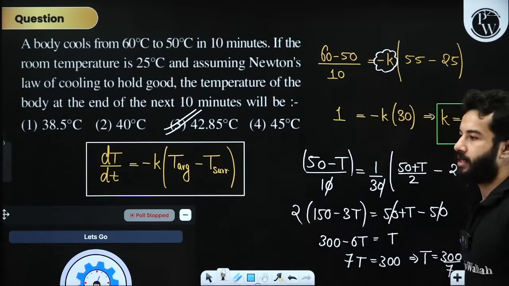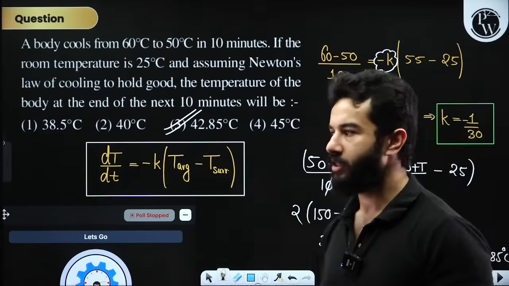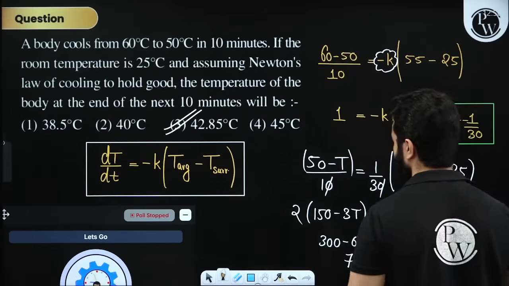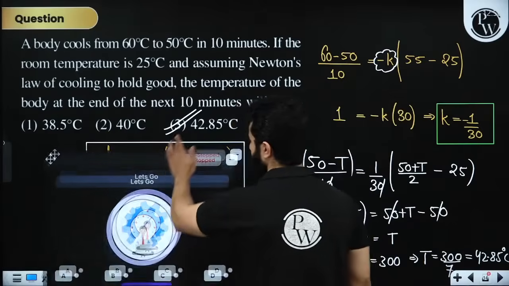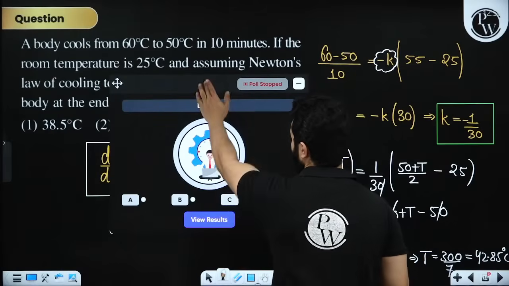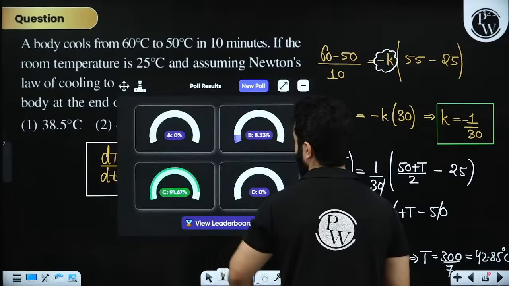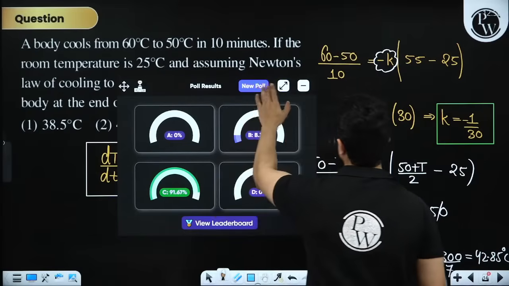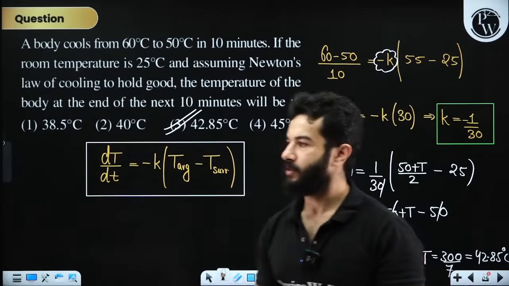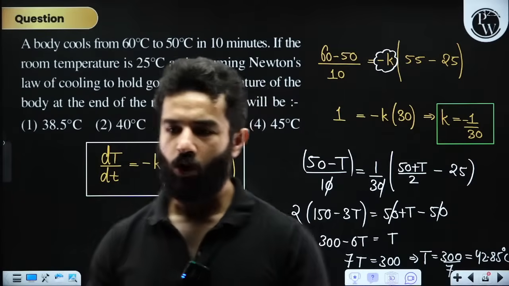42.85 is going to be the correct answer. Any doubt, my dear friends? Quickly let me know in the chat box. Clear? Clear. C is the correct answer. Very nice. Done? Can we move on to the next question?